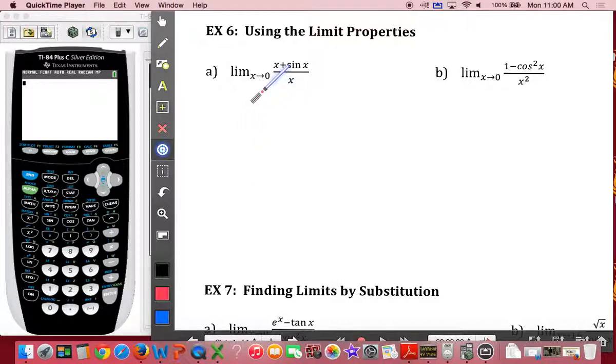Come on, what are my two fractions? x over x, right? And then plus sine of x over x. So that's where we're going to start. So equals the limit as x approaches 0 of x over x plus, because there's a plus between the x and the sine of x, over x.